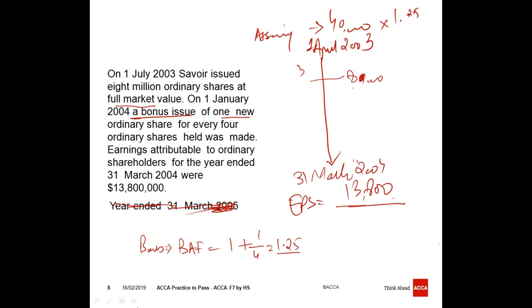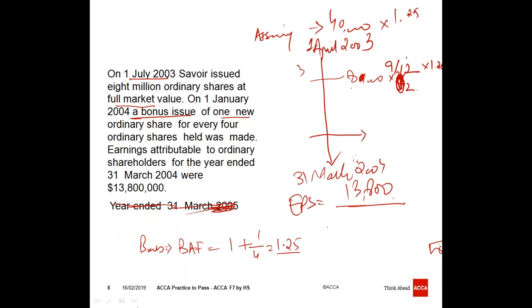And we have 8,000 shares issued on 1st January and the year end is 31st March. Then it means these shares were held only for January, February and March, 3 months. So it should be multiplied with 3 by 12. Sorry, it's not 3 months. 8,000 shares were issued on 1st July: July, August, September, October, November, December, January, February, March. It should be 9 months, 9 upon 12, multiplied by the bonus factor of 1.25.